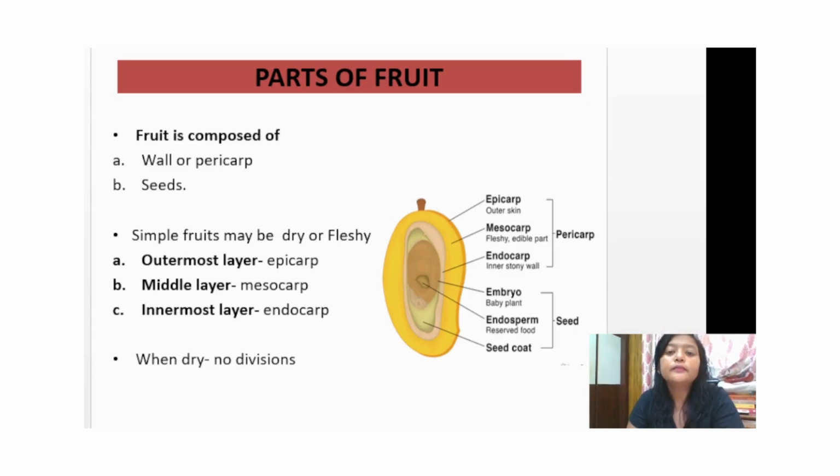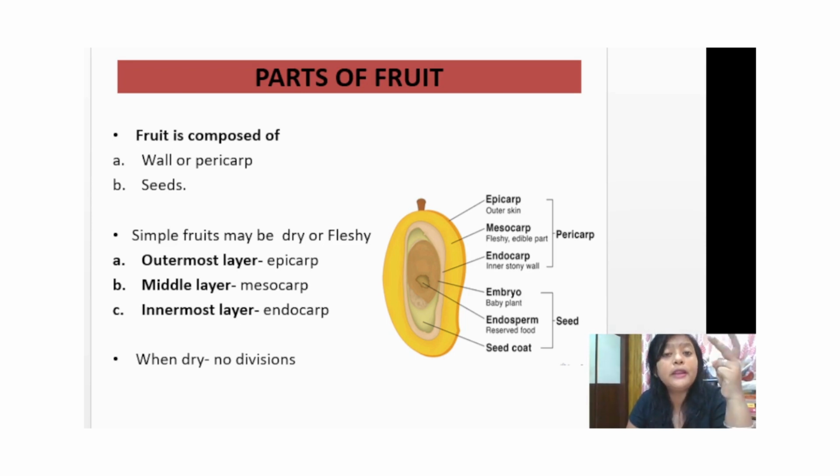Now we'll talk about what are the parts of fruit. Basically, a fruit contains two parts. One is the wall, also known as the pericarp, and the other one is the seeds. Now, what are the layers of pericarp? In pericarp, there are three layers: outermost, innermost, and the middle layer. The outermost part is known as the epicarp. It is also known as the outer skin. Example is given here about mango. You can see the diagram. The outer part is known as the epicarp.